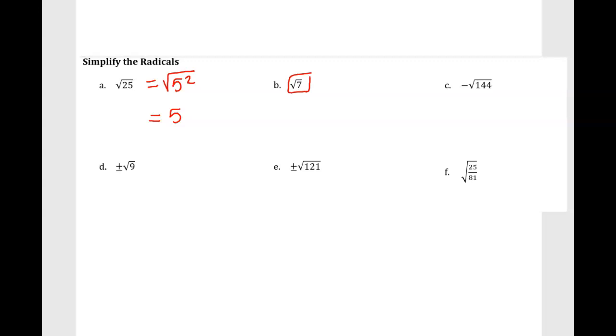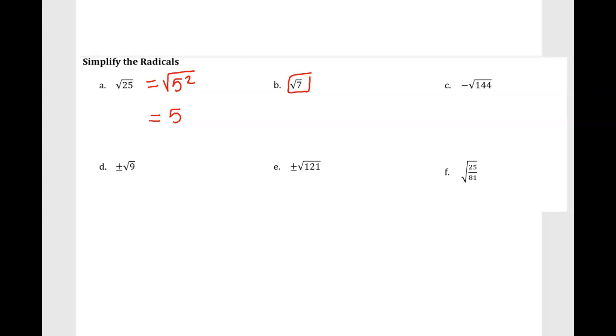And again, could you take the square root of 7? Yes. Are you going to get a decimal? Yes. Do I want decimals? No. I'm assuming the square root of 7 is something like 2.6, 2.7, but I don't want that as a value. I only want simplified perfect numbers.